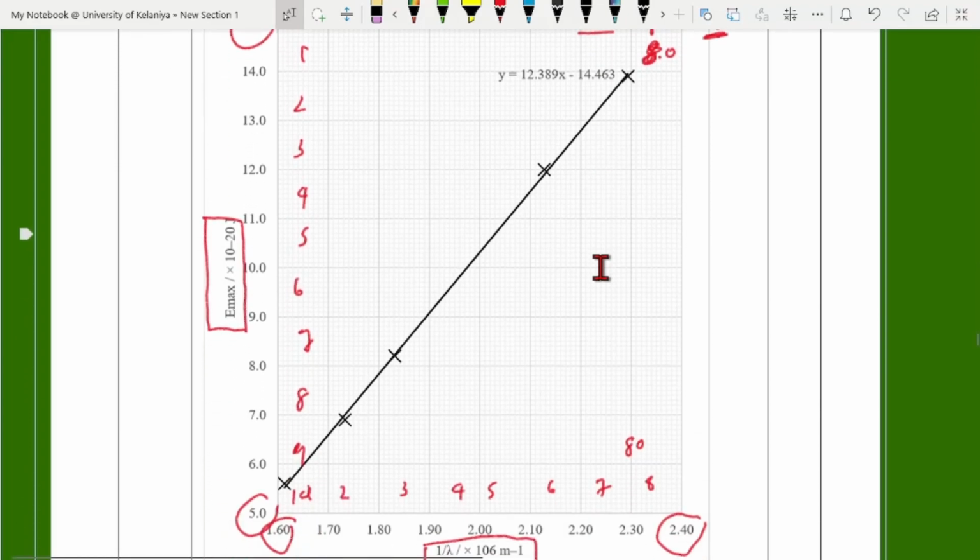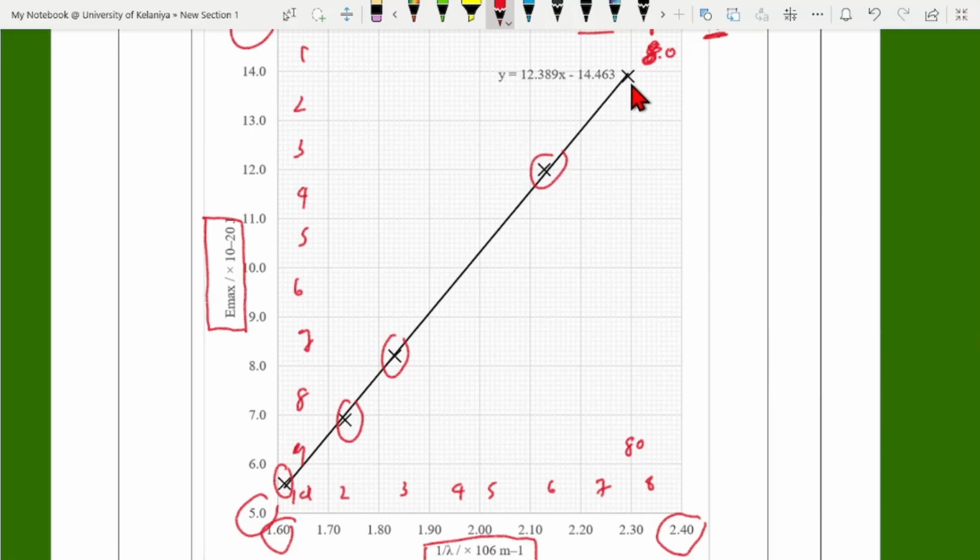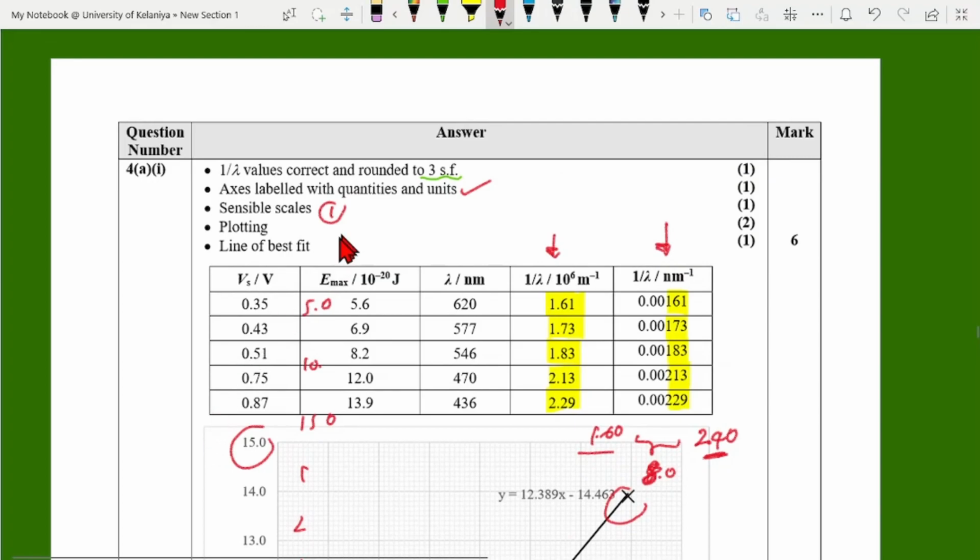And for plotting the graph, you will get 2 marks. And for the line of best fit, you will get 1 mark. Here you will get 1 mark.